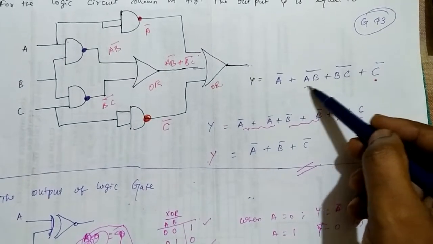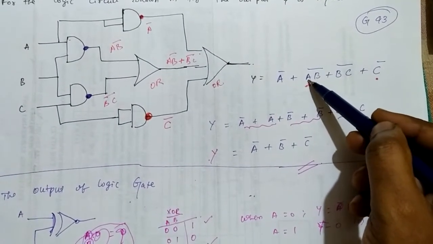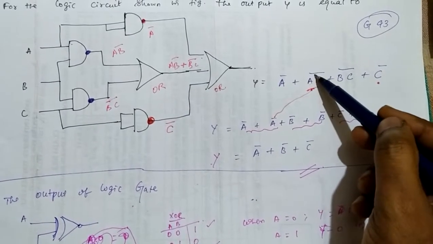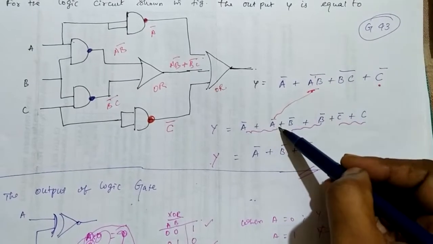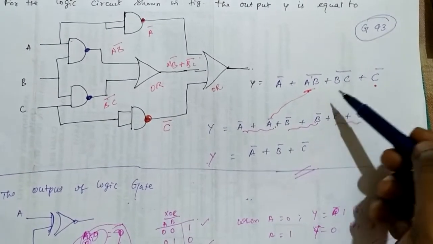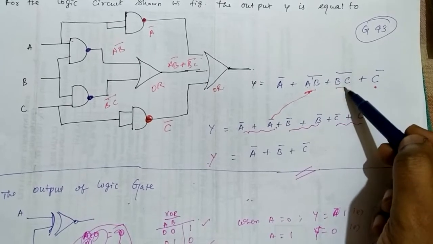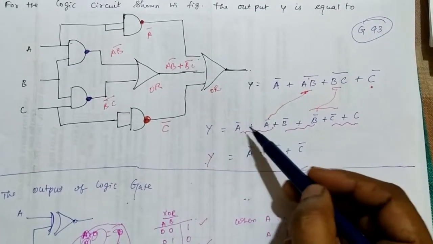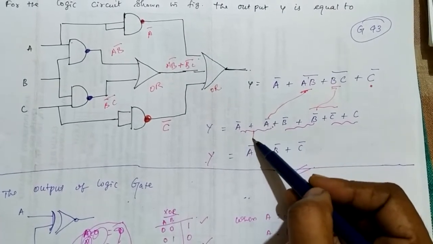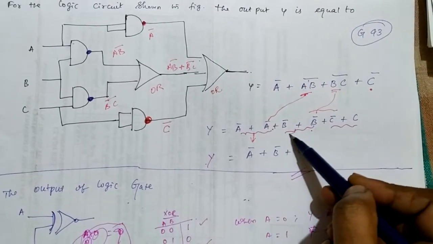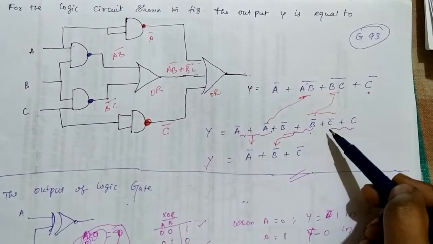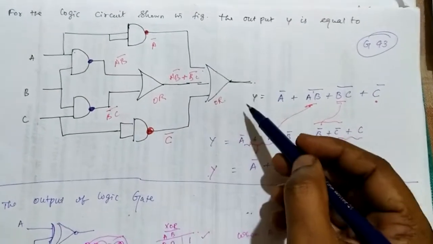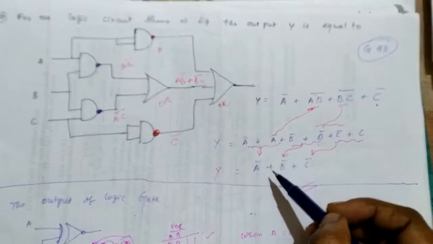The next step is to expand this. AB whole bar is nothing but A bar plus B bar, because when we take the complement, the dot becomes plus. Similarly BC whole bar is B bar plus C bar. Now A bar plus A bar is equal to A bar. B bar plus B bar is equal to B bar. C plus C bar is equal to 1. So this is the answer for this logic circuit with the minimum number of gates.